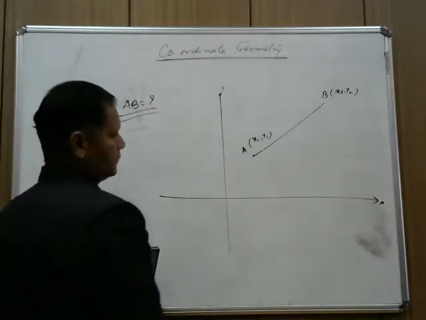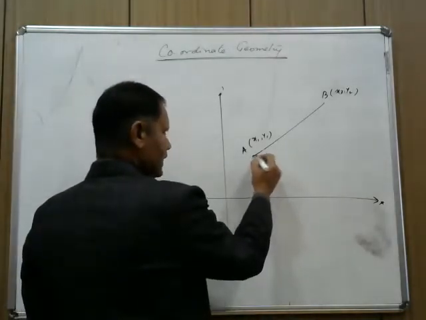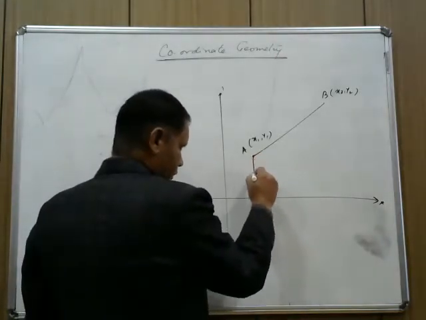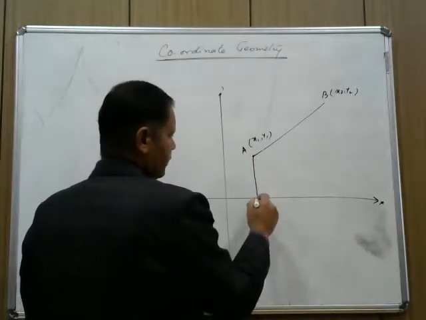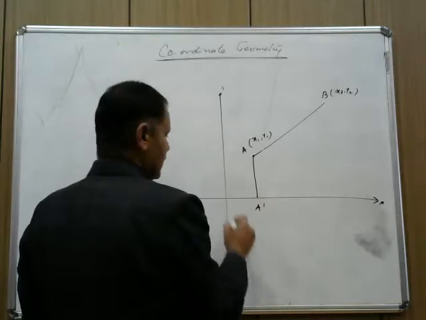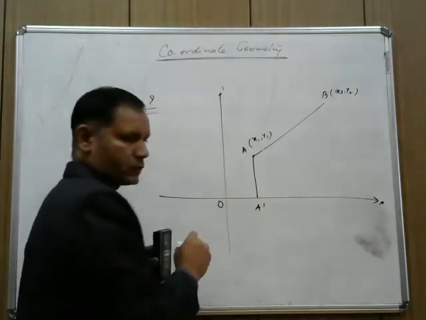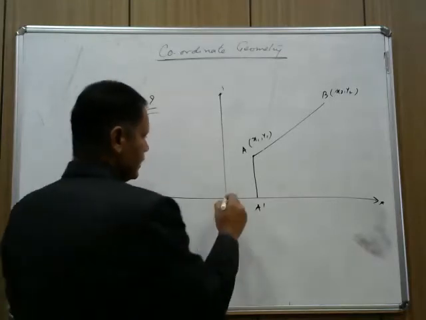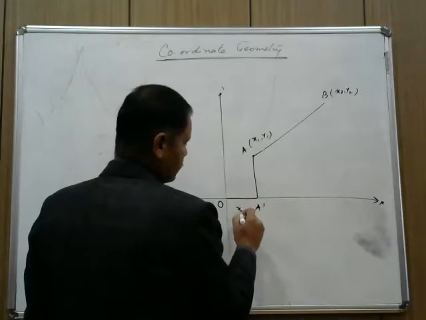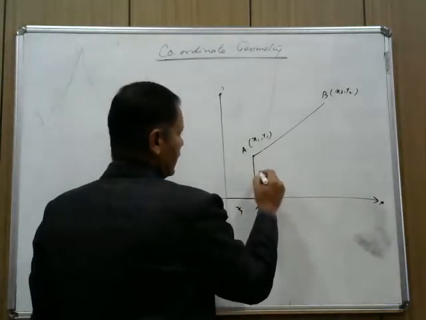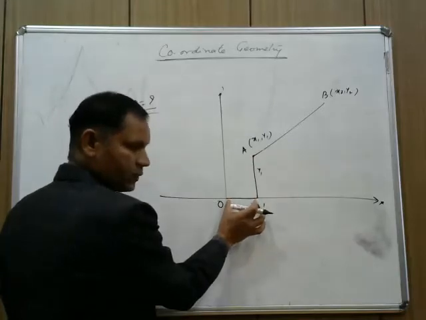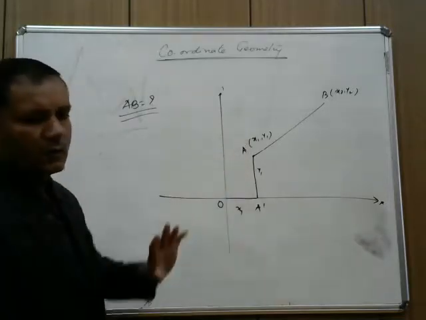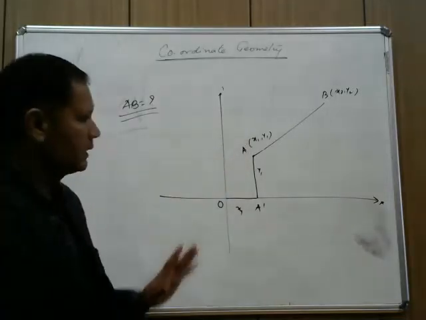Right. Now, the coordinate of point A is x1, y1, which means what? If I draw a perpendicular from A on the x-axis and mark it as A dash, and this being the origin whose coordinate is 0, 0 and denoted by the point O, then OA dash will have x1 and A dash A will have y1. This distance is x1, this distance is y1. And therefore, the coordinate of point A is x1, y1. I think that is clear.